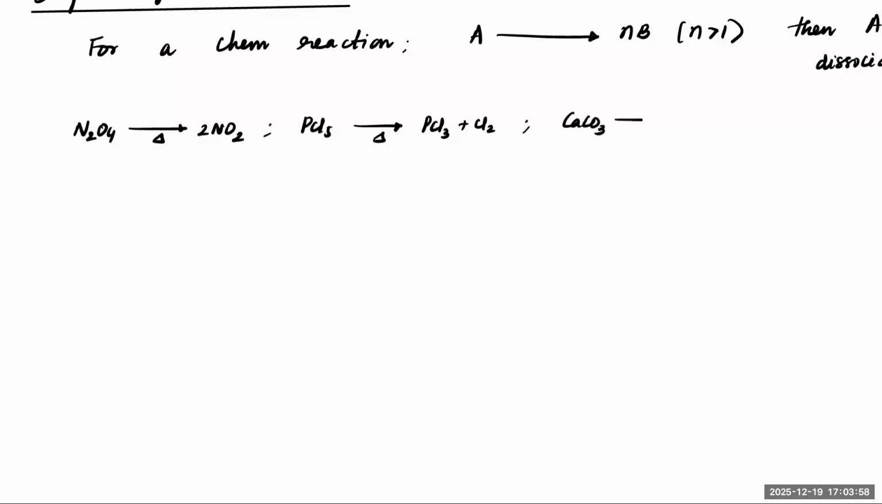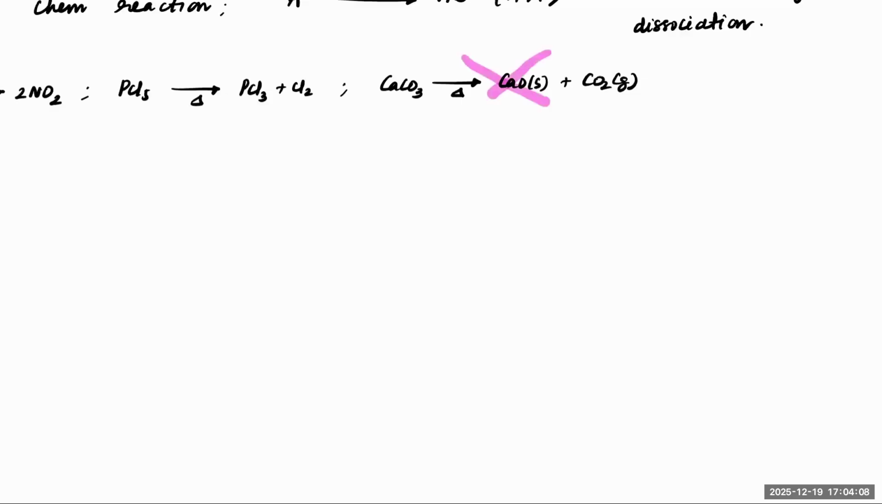CaCO3, on heating, gives CaO solid plus CO2 gas. Should we call this dissociation? Usually we should not, because dissociation is always checked with respect to one type of phase. Here these two are solid phase, but this is gaseous phase. In such a case, we do not apply the logic of dissociation. The phase of the molecule should be the same. Phase-wise, 1 mole is giving 1 mole only, so it is not dissociation. It is decomposition, but it is not dissociation.